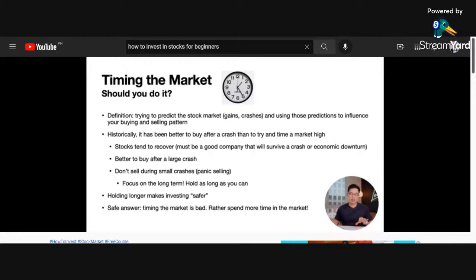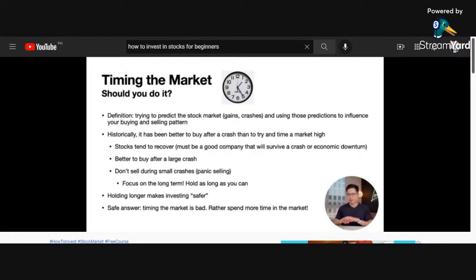And I will say this, don't sell during any of these small crashes, because that is called panic selling. And that means you are going to be losing a lot of money that you don't have to lose. If you focus on the long term and hold as long as you can, this puts you in the most strong position for making money through investing. It's just overall a lot safer. And yeah, so my safe answer is if you time the market, it's going to be bad. Rather, you want to spend more time in the market.